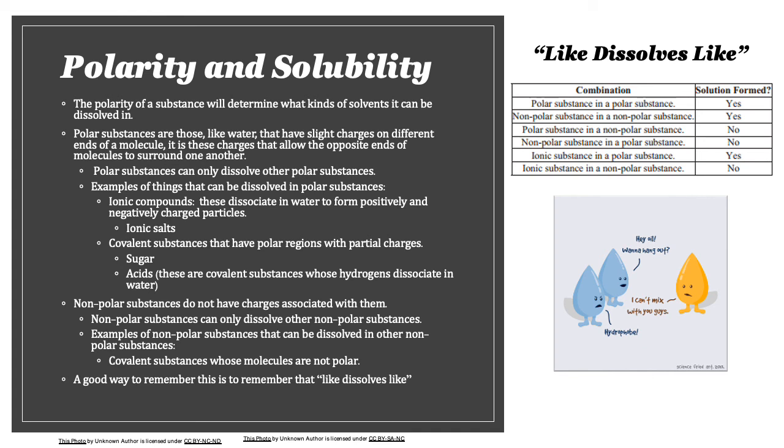Nonpolar substances do not have charges associated with them. So nonpolar substances, they only dissolve other nonpolar substances. Examples of substances that can be dissolved in other nonpolar substances are covalent substances whose molecules are not polar. A good way to remember this is just that like dissolves like. Polar dissolves polar, nonpolar dissolves nonpolar. And then if you take a look at this table over here, you'll see it gives you just some examples. A polar substance in a polar substance, yes, it's going to dissolve. A polar substance in a nonpolar substance, no, it's not going to dissolve. So there's some examples for you to take a look at.